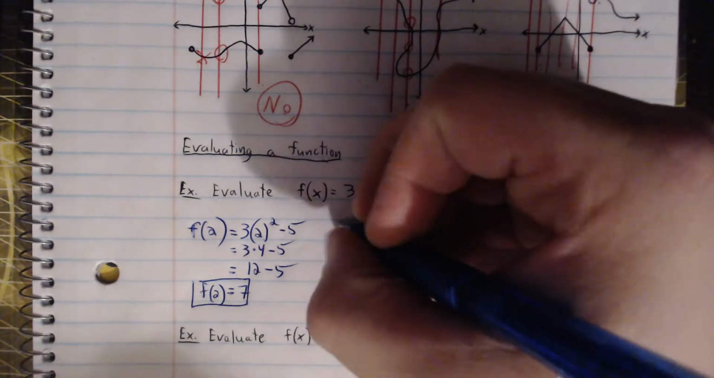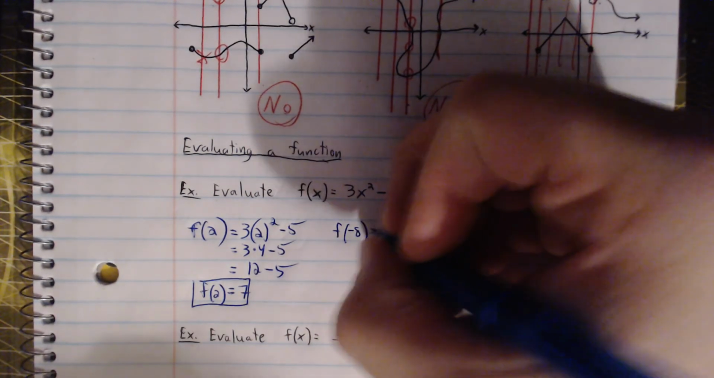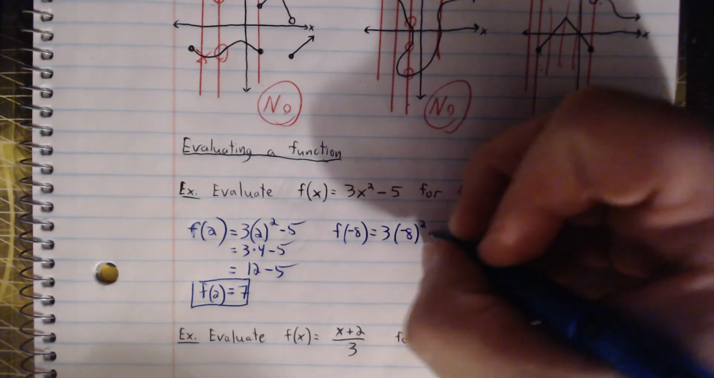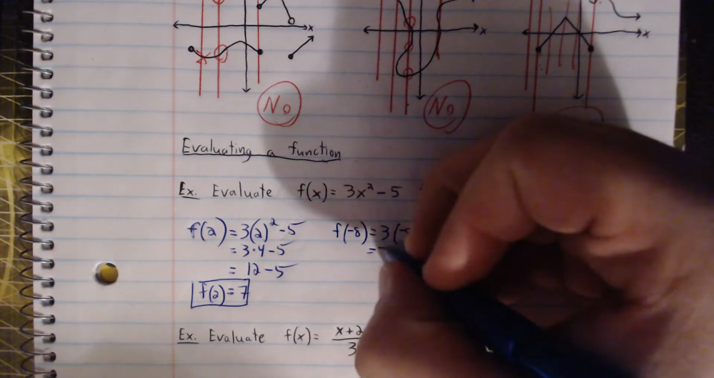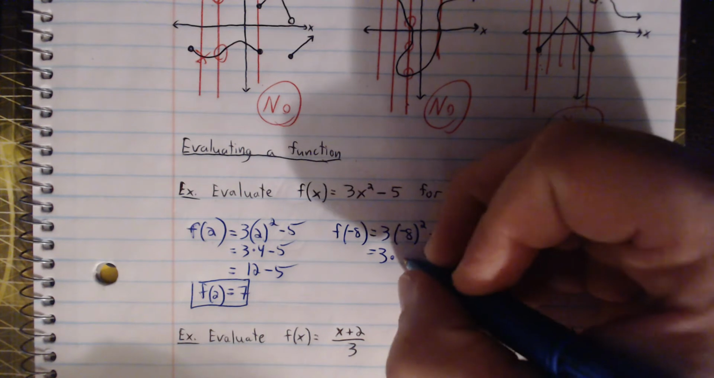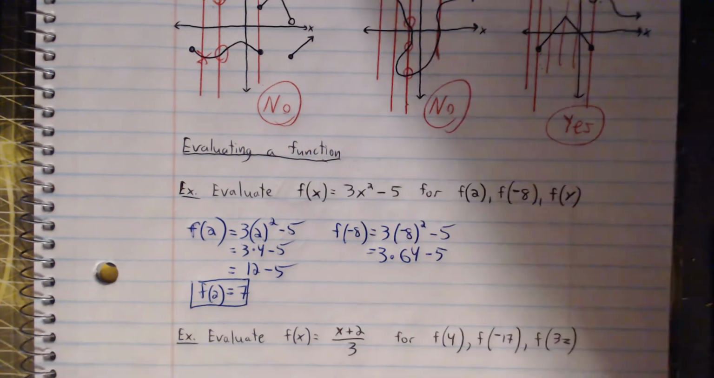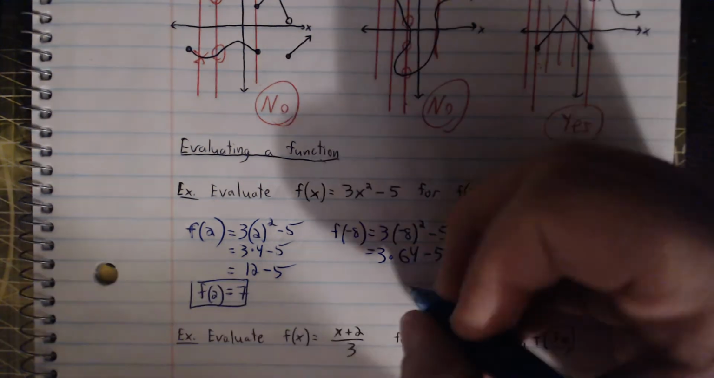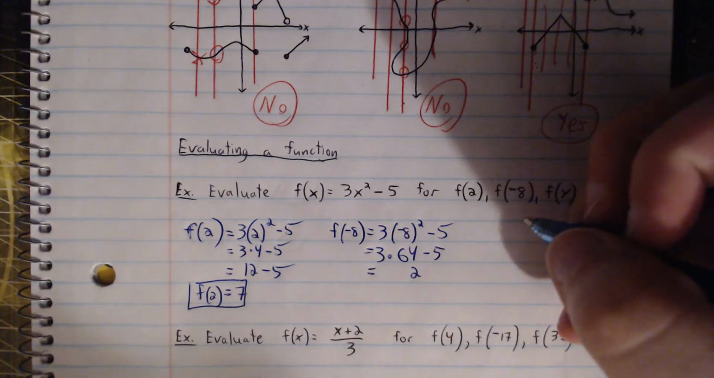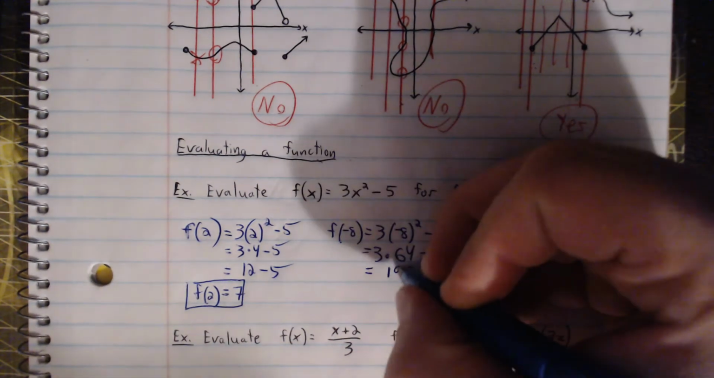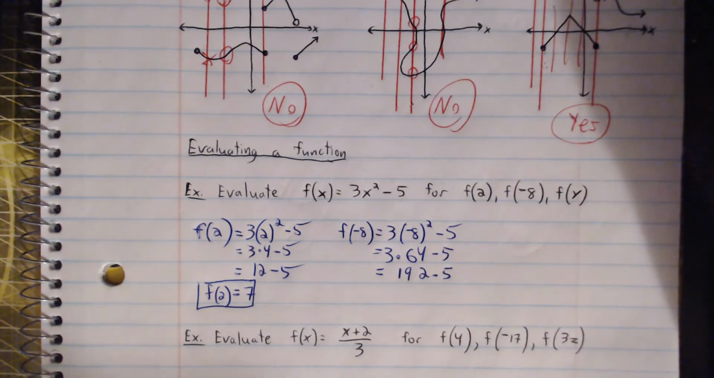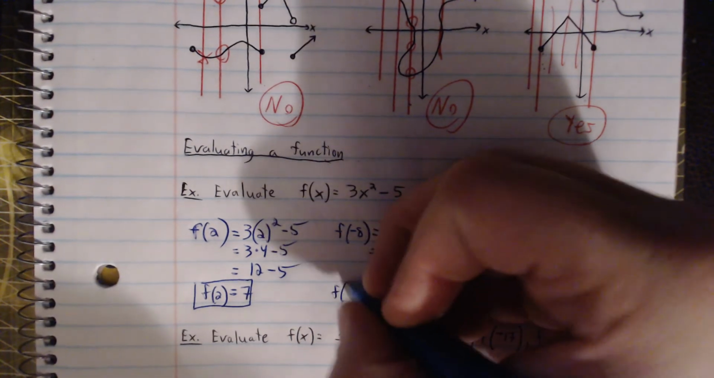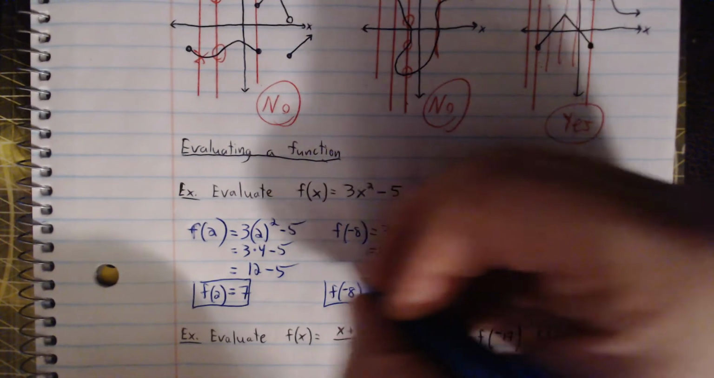Now we have f evaluated at -8. So we substitute in. We have 3 times -8 squared minus 5. That's 3 times -8 squared is 64. 3 times 64. Let's see. 12, 18, 19. 192 minus 5 is going to be 187. So f evaluated at -8 is 187.